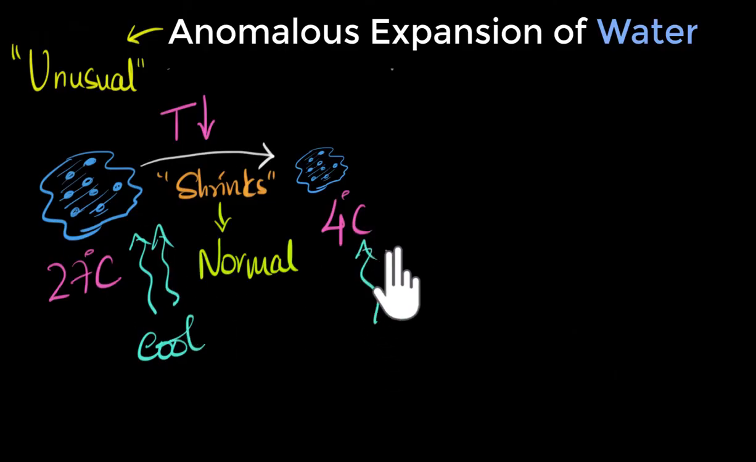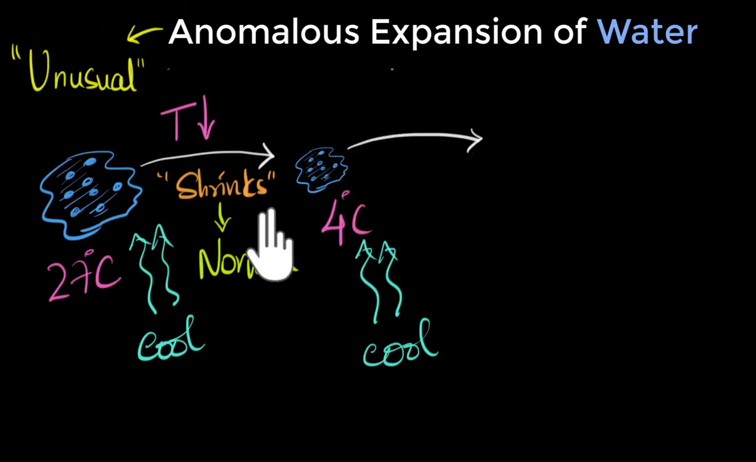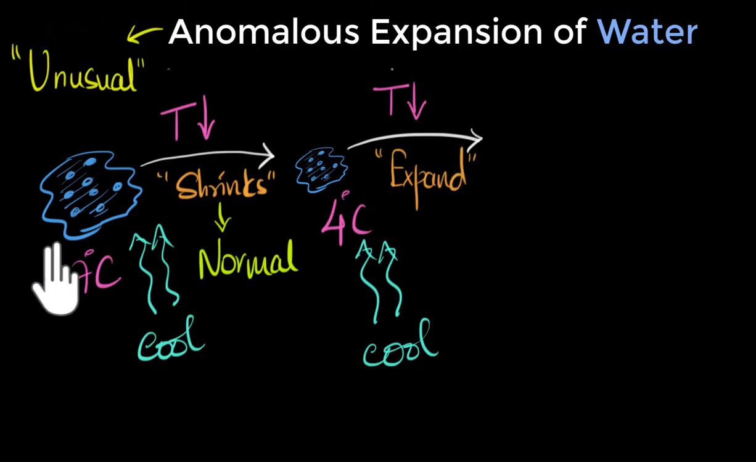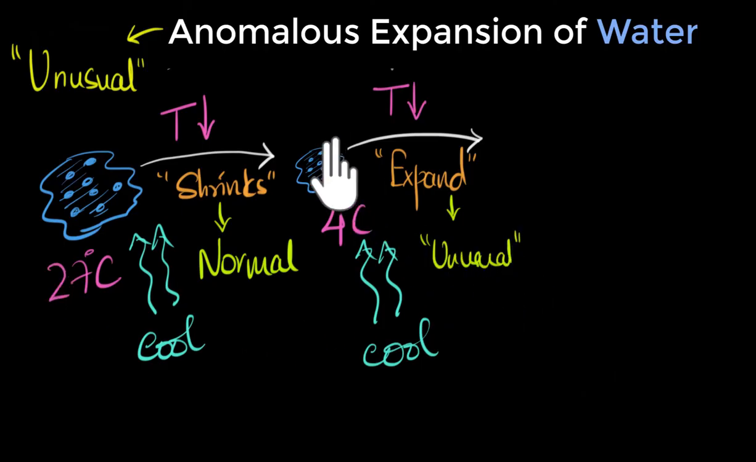But you cool it down even further. Cool it further, and now you will see, mysteriously, water doesn't shrink anymore. Instead, it expands. And that is what we call the anomalous expansion. Again, let's write that down. If you further decrease the temperature, we would expect the water to continue shrinking because that's normal behavior, but it doesn't. Instead, you will see it expanding. And this is very unusual. We don't expect this to happen, right? This is unusual.